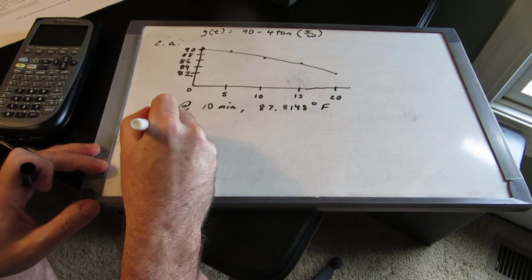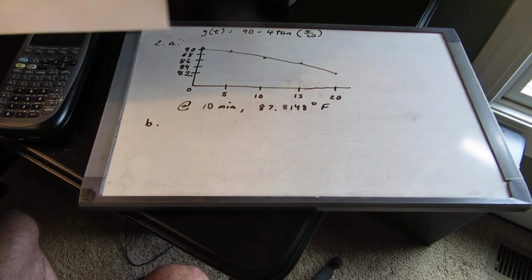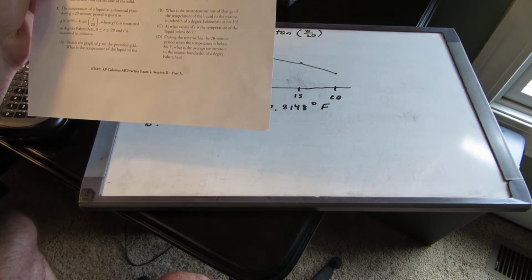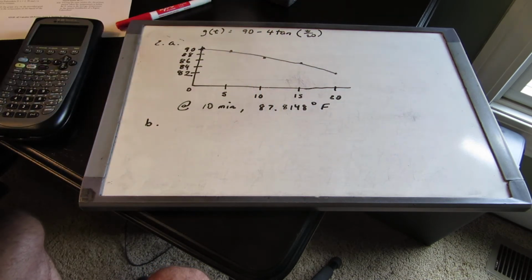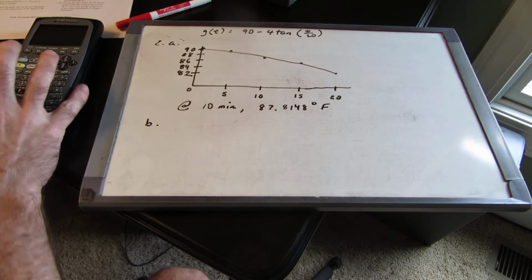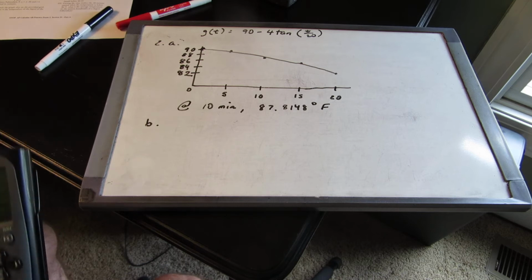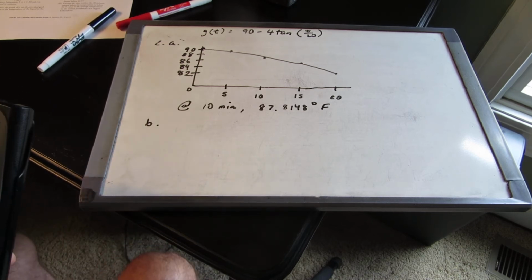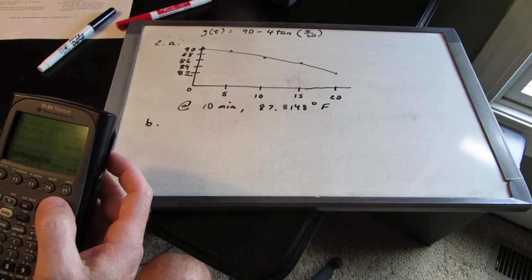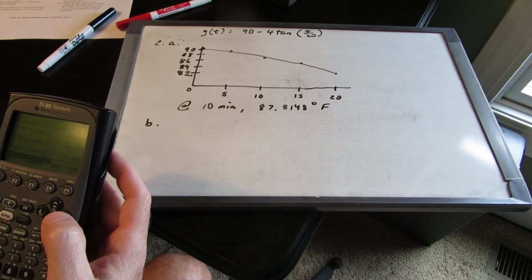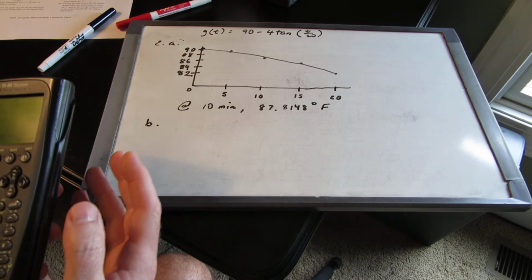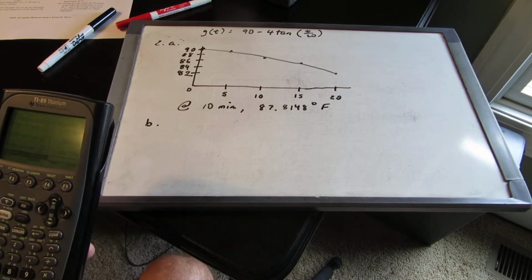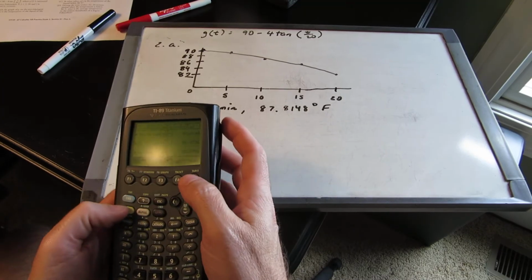Alright, part B says, what is the instantaneous rate of change? Okay, so there's a couple ways you could do it. You could do the calculus function, go to calculus, take the derivative, and then go back and retype that function and type in a 10, okay? Because for the instantaneous rate of change, we're going to have to take the derivative. But I want to show you how you can do this by graphing it.